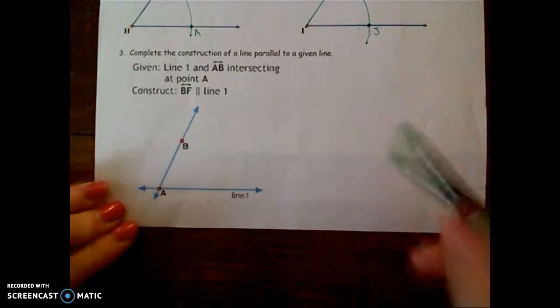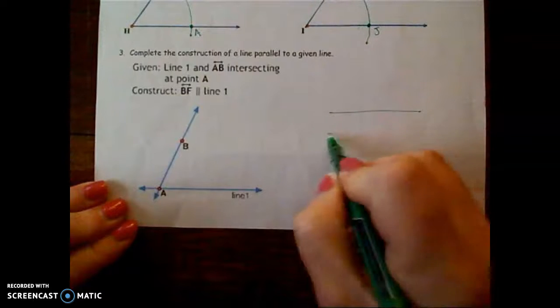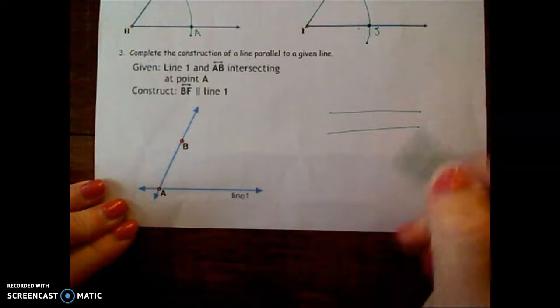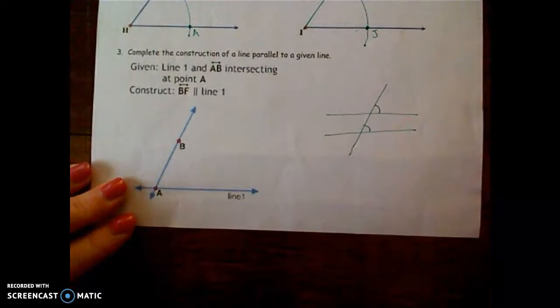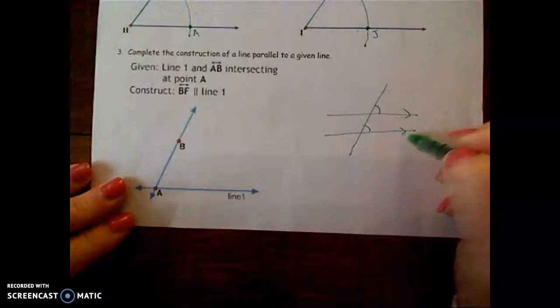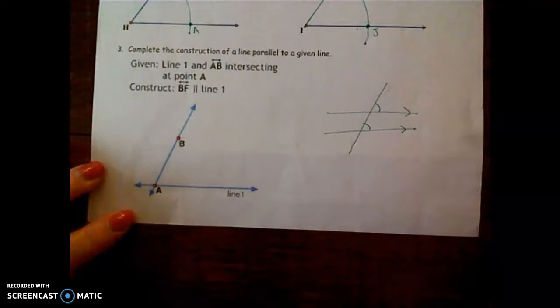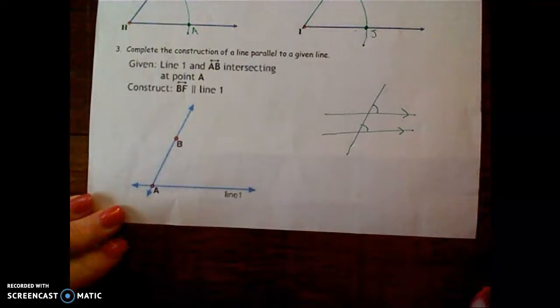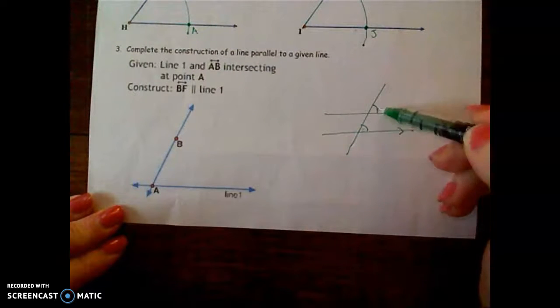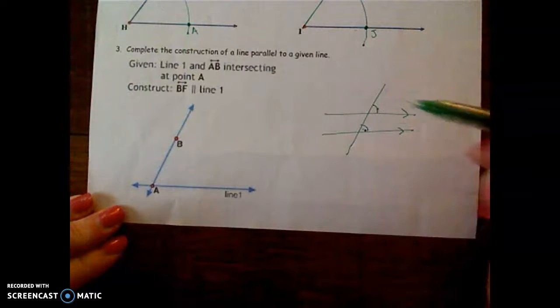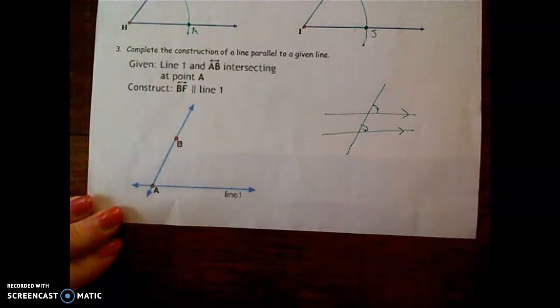This construction requires us to understand the converse of the corresponding angle theorem, which states that if you have corresponding angles that are congruent, then you know your lines are parallel. Now, I didn't draw that very well, but I'm just sketching that for you to understand. So that's what we're going to use here. We're going to create corresponding angles that are congruent, and by doing so, make two lines that are parallel.